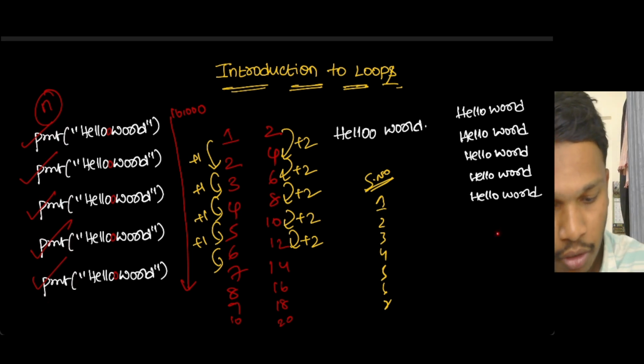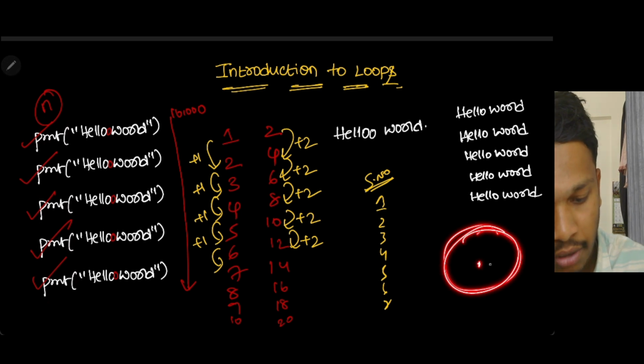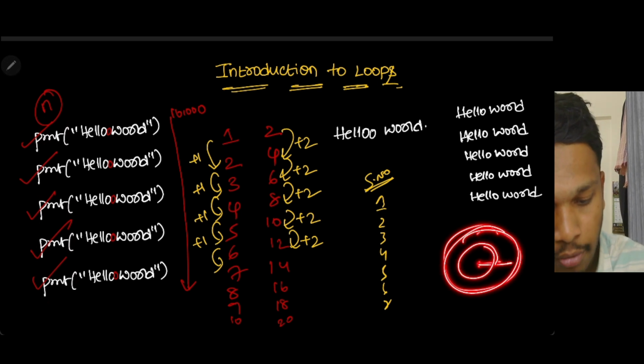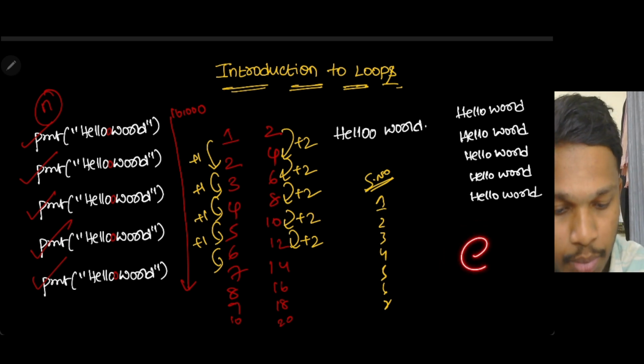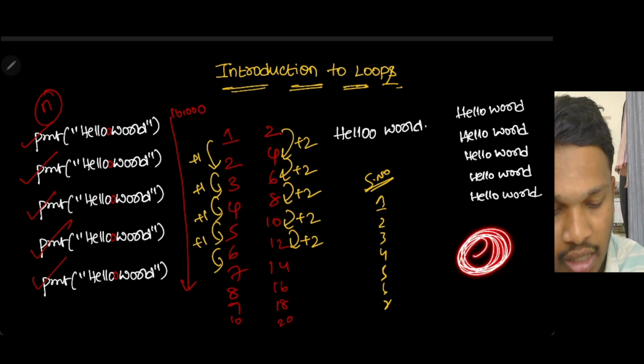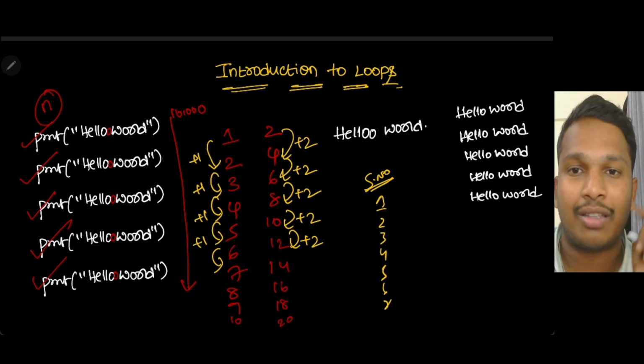For example, if you observe a clock, what will it do? The short hand and the big hand will keep going like this, like this, like this, only, right? What is that? Loop. The same thing going round and round is known as a loop.